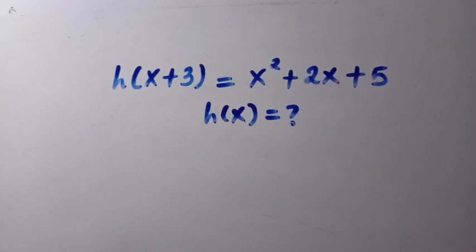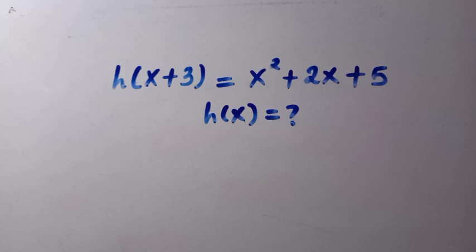How to solve these nice functional equations? We have h of x plus 3 equals x squared plus 2x plus 5, and we want to find h of x. So the domain of this equation is x plus 3, and we're trying to reduce it to x. So how can we do this?